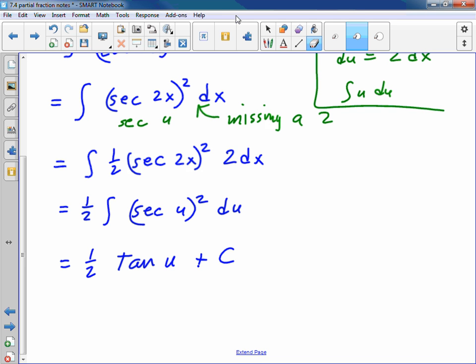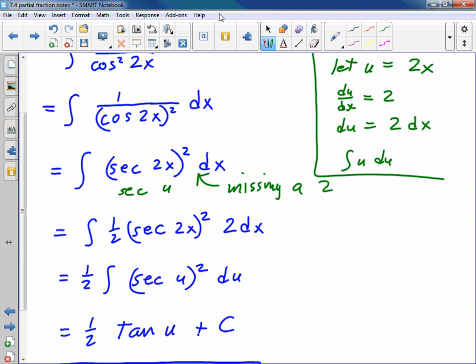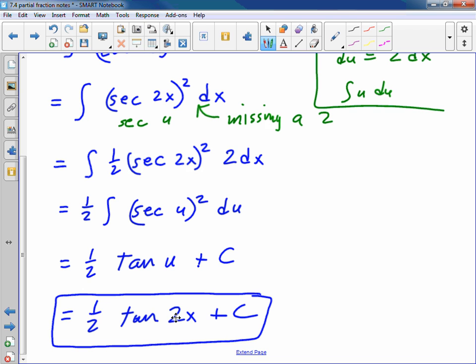But wait, Mo. Oh, wait. We have to substitute back in. She's so right. Equals 1/2 tangent. What was u? 2x plus c. And we're done. Should we check it? Why don't you all take the derivative of this? Derivative to check. Check it out.